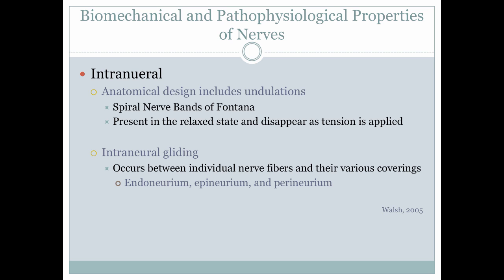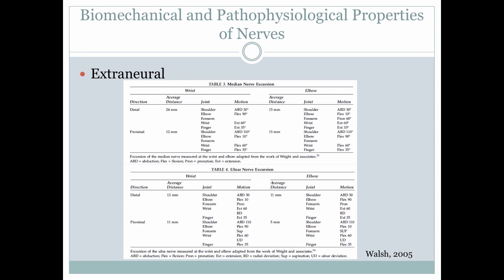Also, intraneural gliding occurs between individual nerve fibers and their various coverings, those being the endoneurium, epineurium, and perineurium. When it comes to extraneural characteristics, the perineurium and the epineurium also contribute to that extraneural gliding by creating surfaces that allow for structures to freely move on one another.